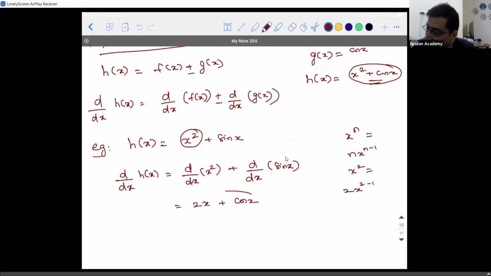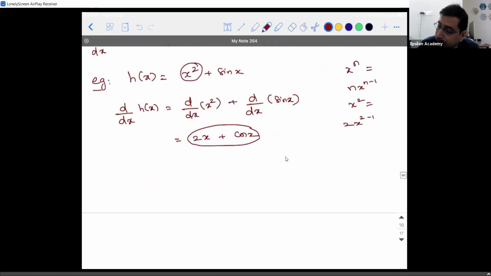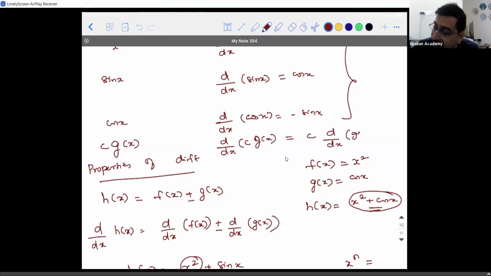Clear? Next. One more point I would like to add here is, if it is some constant multiplied with f of x, or I'll say constant multiplied with g of x, then d by dx of constant times g of x is equal to, the constant will come out and it will become constant times d by dx of g of x. That is, whenever a single function is multiplied with a constant, that constant can always be taken out.